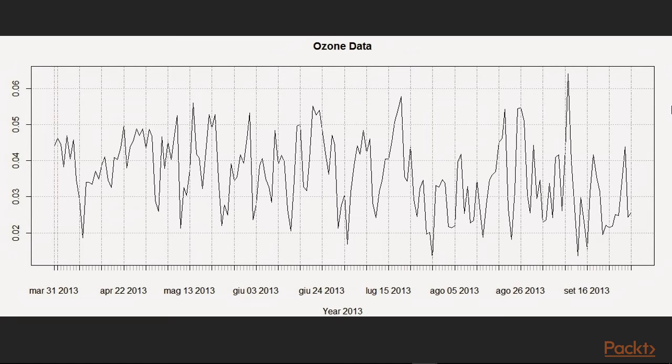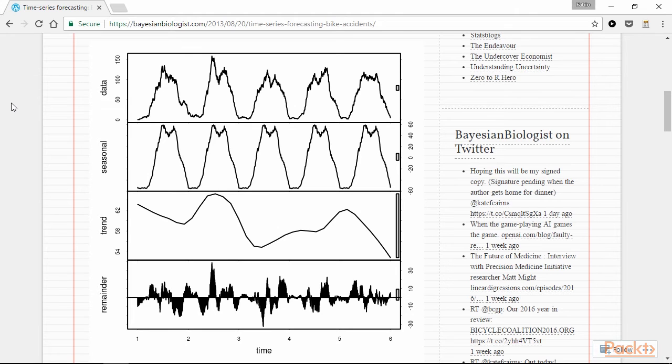Finding explanations for the variation in time of the variable of interest is the very first purpose of a time series analysis. This is another example of time series showing bicycle accidents. This plot shows the decomposition of the time series signal. The first plot on top shows the measured data. As you can see, it's clear that during summer months the number of accidents increases. When we see this sort of repeating pattern in a time series, we talk about seasonal variation.